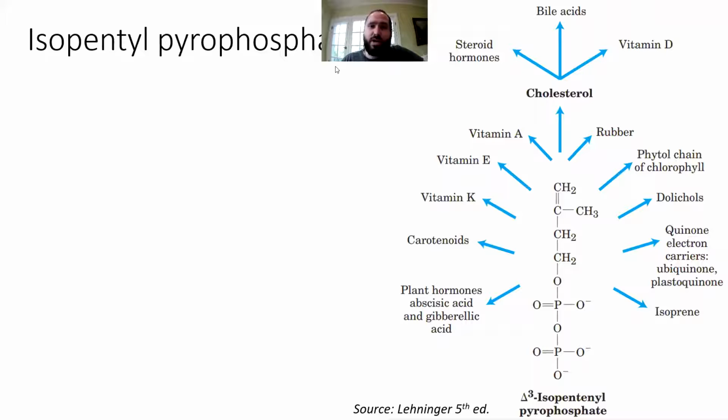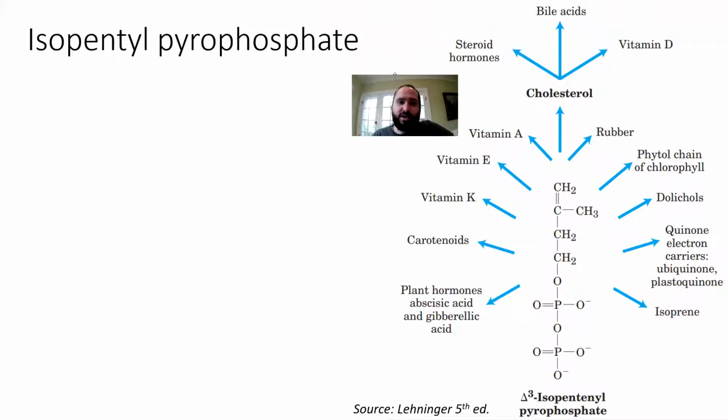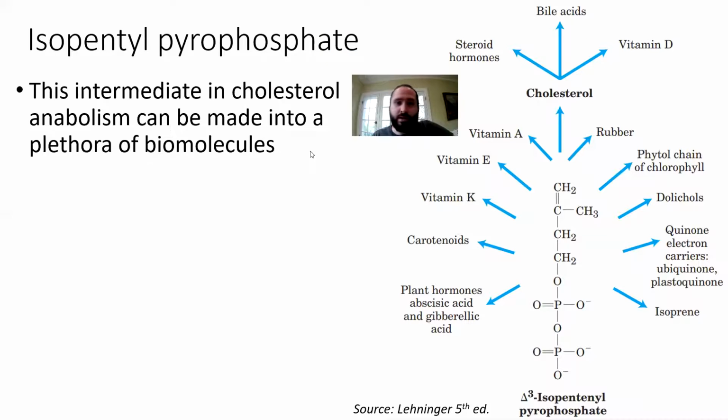All right, so a little more on isopentyl pyrophosphate. And this slide is not for you to memorize. Isopentyl pyrophosphate is the intermediate in cholesterol anabolism. So here's our isopentyl pyrophosphate, which we called the activated isoprene before. And then cholesterol, which can be made into steroid hormones, as we said, bile salts, and as well vitamin D. There are a lot of other places that isopentyl pyrophosphate can go. So this is just for your own curiosity, satisfying your own curiosity here.